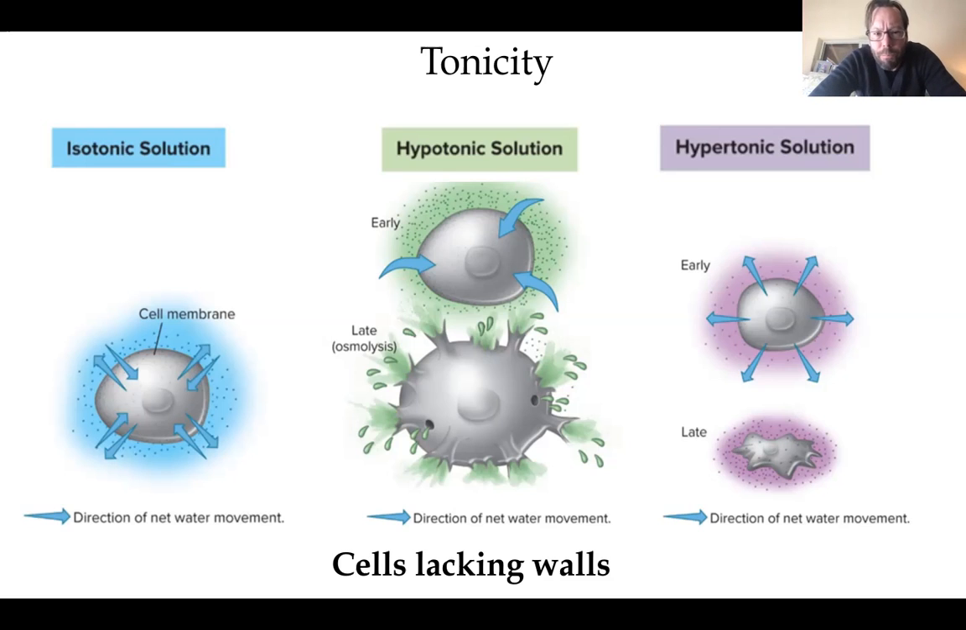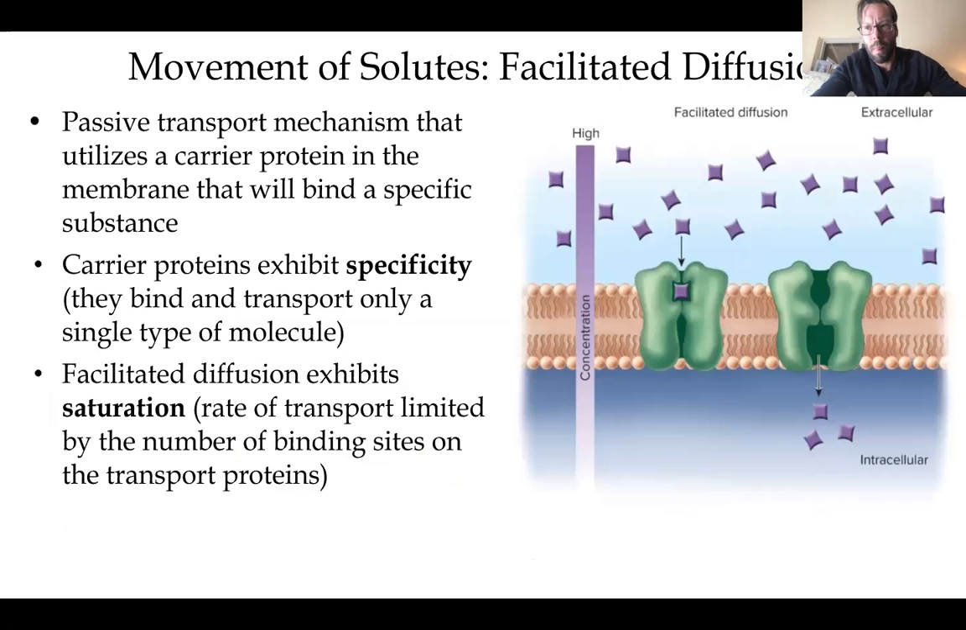Be familiar with these three different types. I won't ask you about how to make beef jerky, but know what the difference between iso, hypo, and hyper is, in terms of the movement of water: where it's going, inside the cell, outside the cell, or if there's a balance between the two.